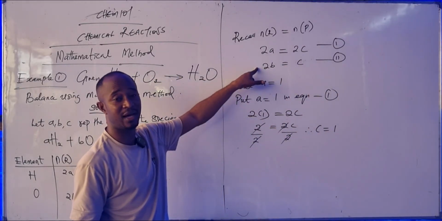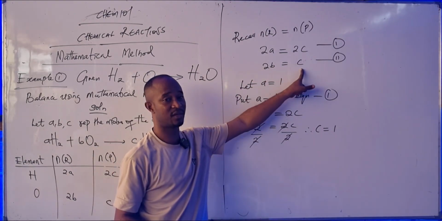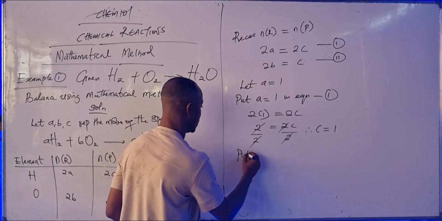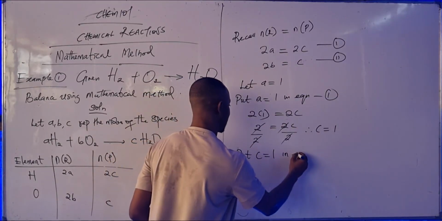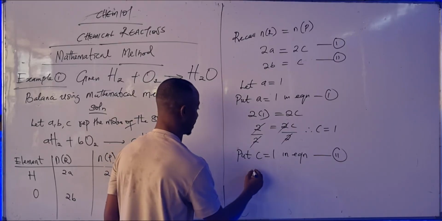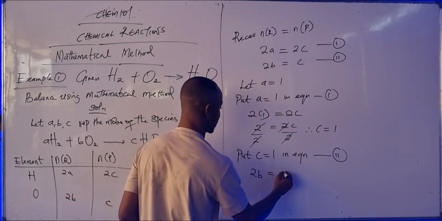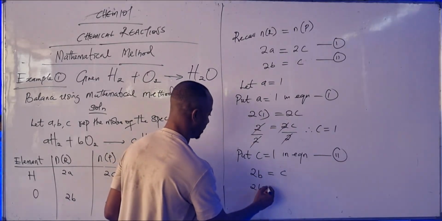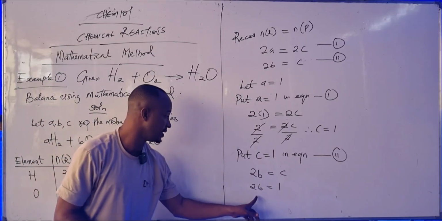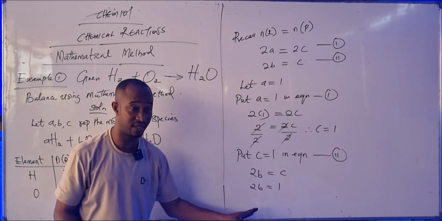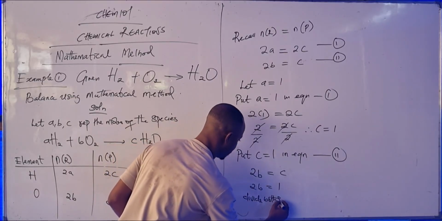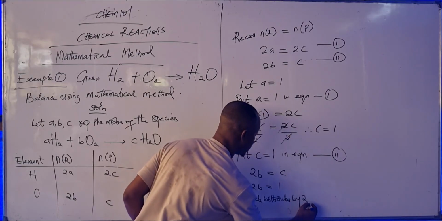Also in equation 2, what do we have? 2B equals C. What's our C? 1. Now I can put C equals 1 in equation 2. What's equation 2 saying? 2B is equal to C, so we have 2B equals 1. Are you following? Now how do we solve for B? We start by dividing both sides by 2.